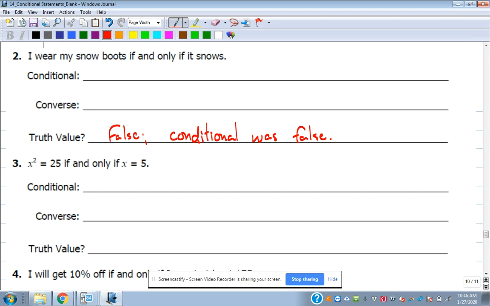The conditional meant that. So look at number 3, a little bit more mathy, a little easier to deal with here. X squared equals 25 if and only if x equals 5. So the conditional statement: if x squared equals 25, then x equals 5. Is that true? 5 works in the equation, right? The converse.